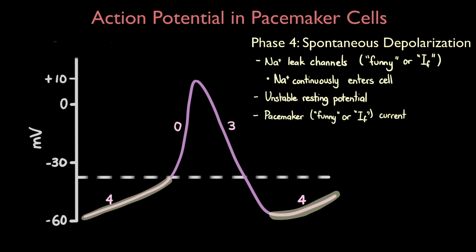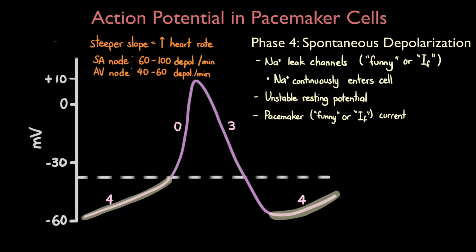The slope of phase 4 determines the heart rate and is different for pacemaker cells in different regions. A steeper slope would indicate a faster heart rate. SA node pacemaker cells depolarize at a rate of 60 to 100 times per minute, while the AV node depolarizes about 40 to 60 times per minute. The pacemaker with the highest rate of depolarization takes over as the primary pacemaker. In healthy individuals, this is the SA node. Eventually, the membrane potential will reach the threshold of approximately minus 40 millivolts and initiate phase 0.